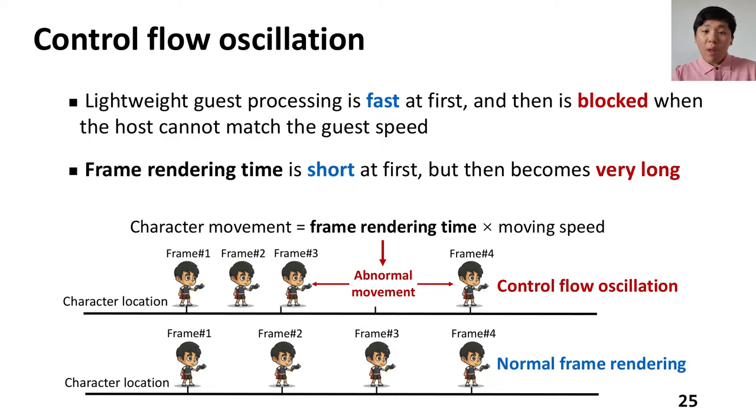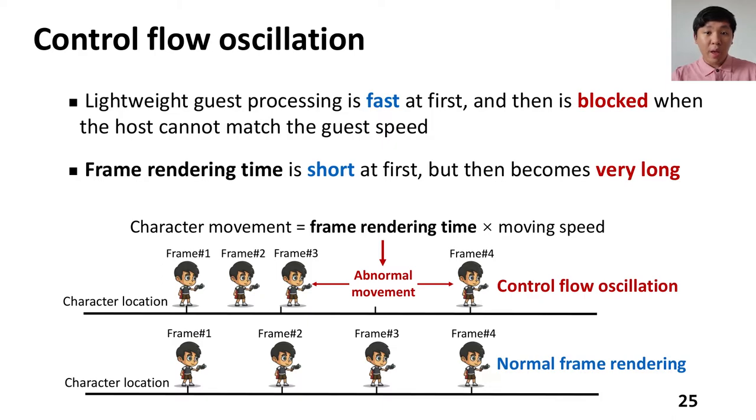In fact, now that the guest host control flows are decoupled, the guest executions are very lightweight and much faster than the host actual rendering. As a result, the guest execution is very fast at first, but gradually, when the host rendering cannot match the guest execution speed, the guest is blocked to wait for the host rendering. Therefore, the frame rendering time is short at first, but then becomes very long.